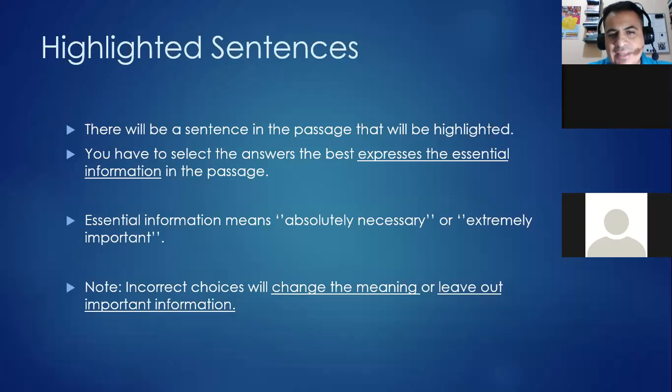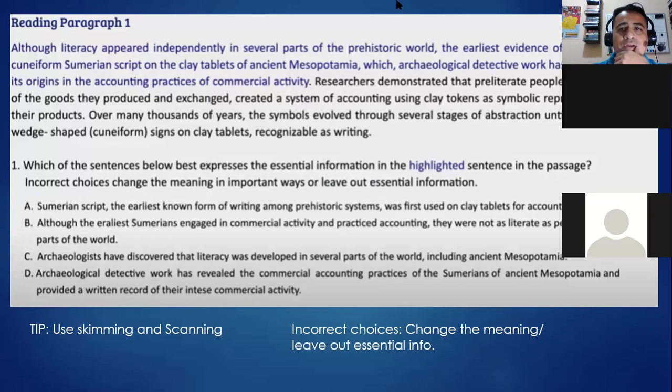Now, this is what you have to do. You have to select the answer that best expresses the essential information in the passage. Okay? Ya vamos a ver un ejemplo. Essential information means absolutely necessary or extremely important. Note, incorrect choices will change the meaning or leave out important information. Ya vamos a explicar esto un poquito más. Look at this example. If you look at this example, ¿cómo sé que es un highlighted question? Porque va a haber una parte que está en otro color. Okay? Right? So, todo esto que está en azul, eso viene así, el examen viene así, de, ya highlighted. So, the question is, which of the sentence below best expresses the essential information in the highlighted part? Okay, so, ¿tengo que leer todo el artículo?